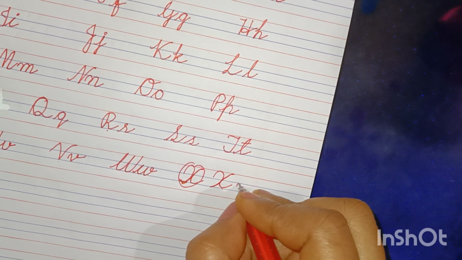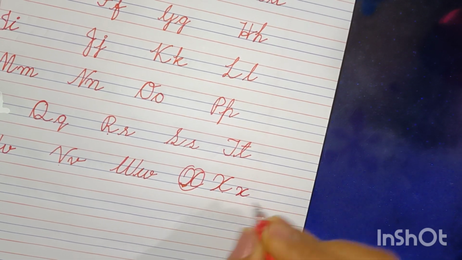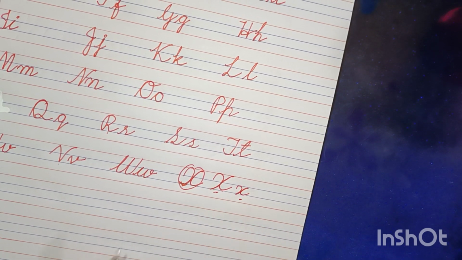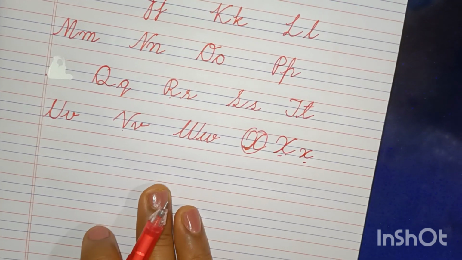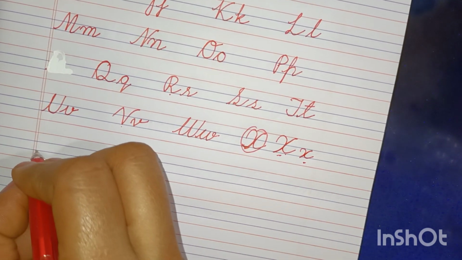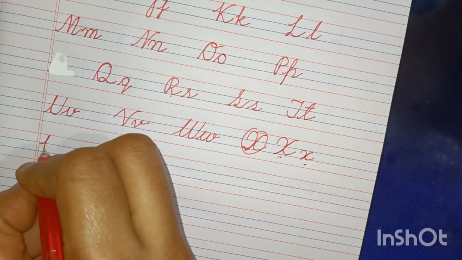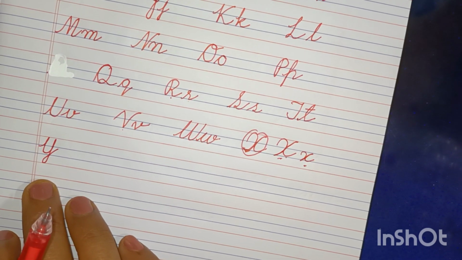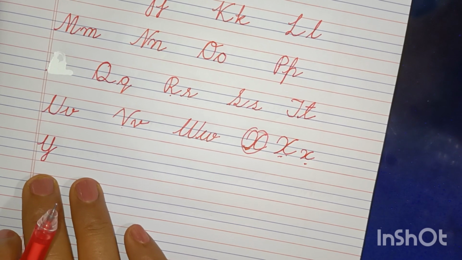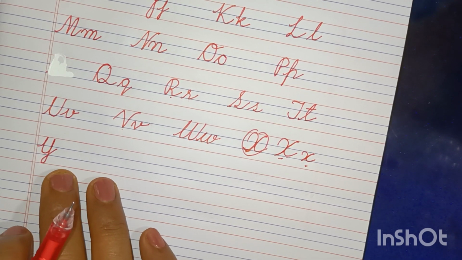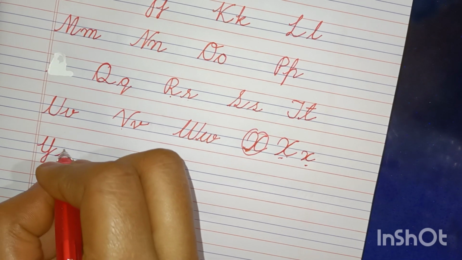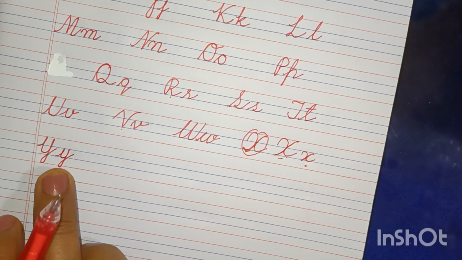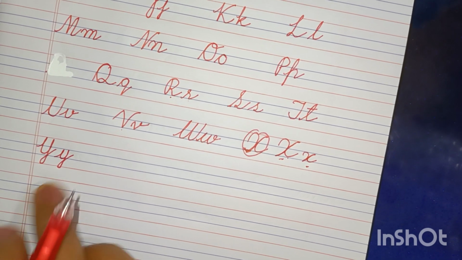Now see, the next letter is small cursive X. Okay, so this is capital and this is small. Two letters are left. Tell me what this letter is. Okay, you know, I think this is capital cursive Y. Y for yak. Okay, this is capital cursive Y. How can we write a small cursive Y? I think you know already. This is small cursive Y.